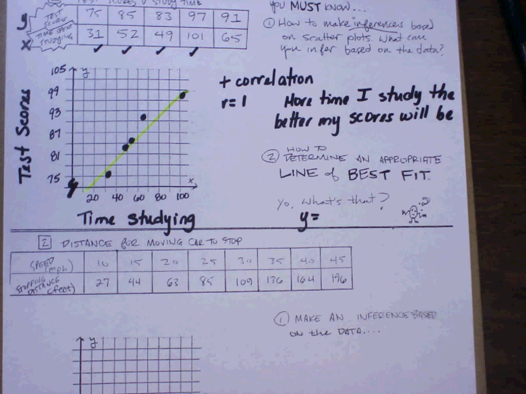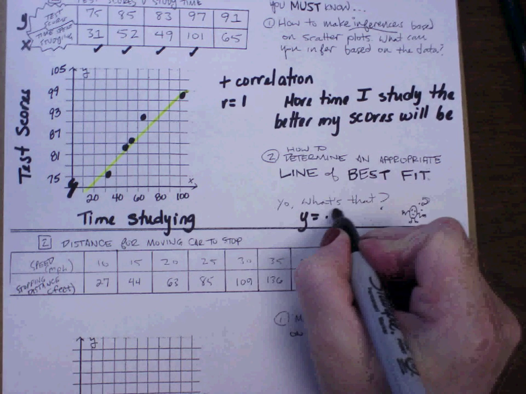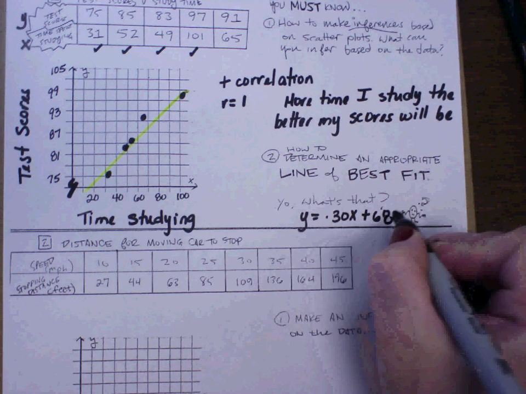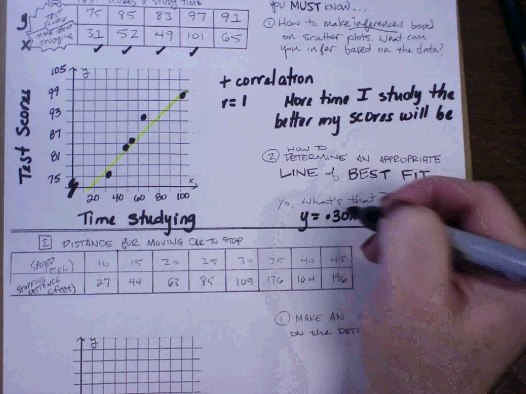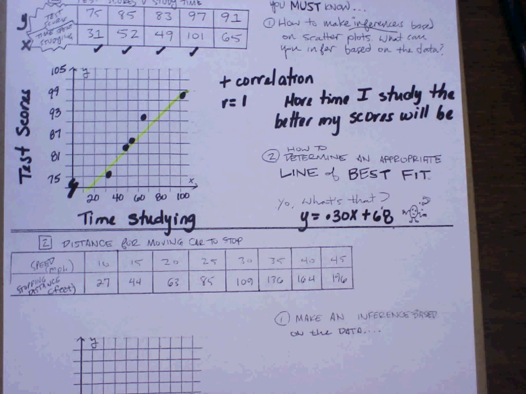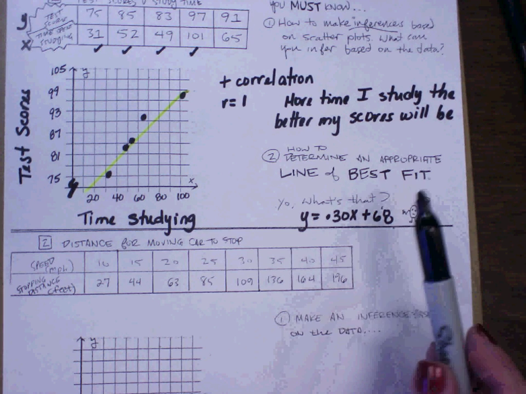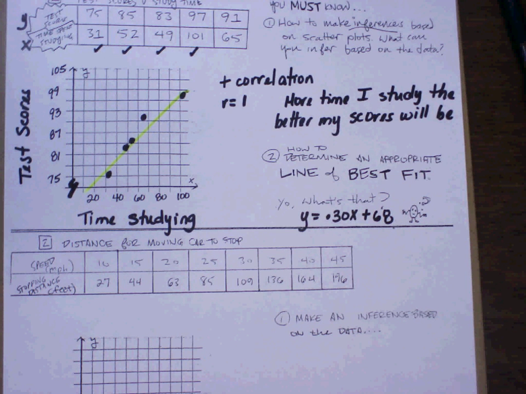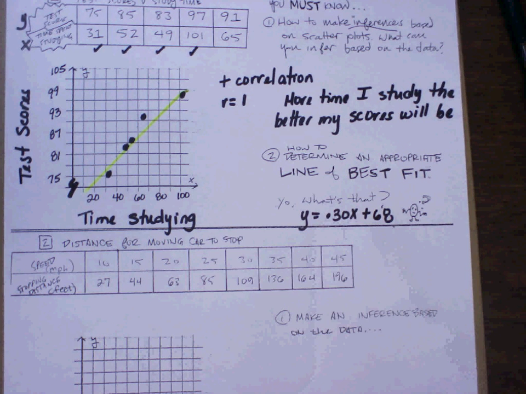What do we got? 0.30x plus what? All right, let's talk about what it means. What's my slope? 0.30. And what's my y-intercept? Okay, what does the y-intercept mean? Thank you very much. Give your family 50 points. If you don't study at all, you at least get a what? But who the heck wants a 50? It's 68, right? Now, what does your slope mean?